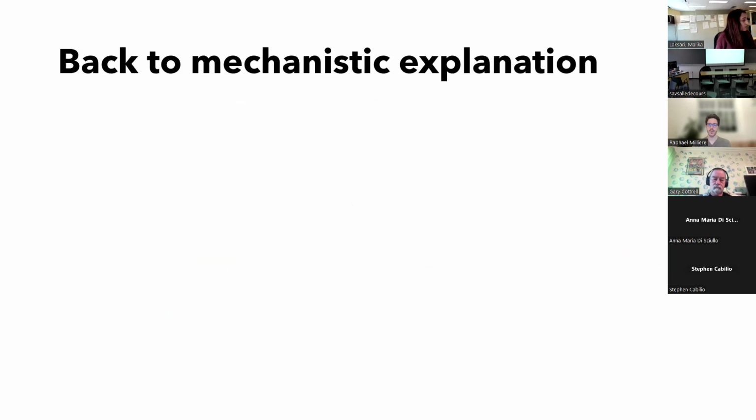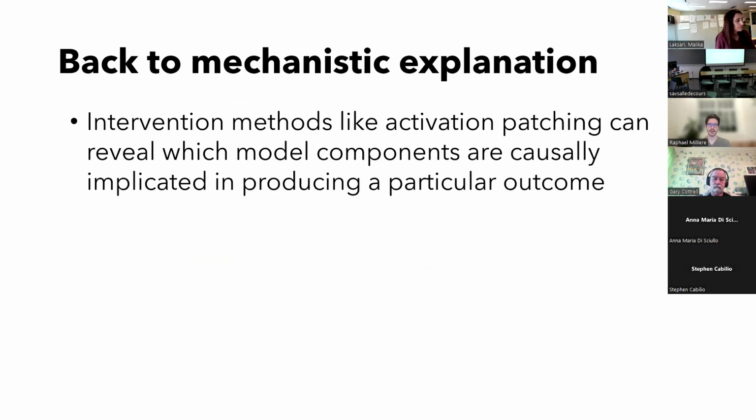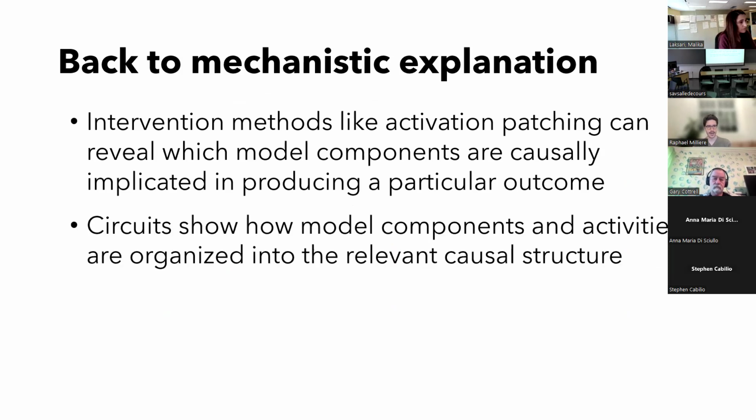Okay, so back to mechanistic explanation. I think intervention methods like activation patching can reveal which model components are causally implicated in producing a particular outcome. In that case, model components being things like attention heads, for example. And the circuits that we end up with show us how the model components and their activities, so for example, the attention heads and their routing of information, are organized into the relevant causal structure for the phenomenon of interest, such as indirect object identification.